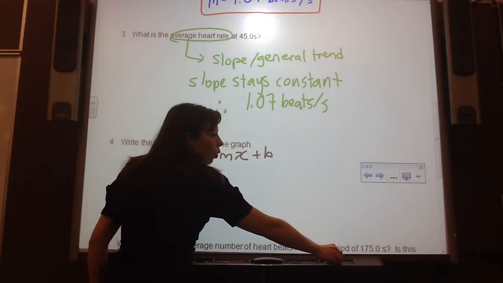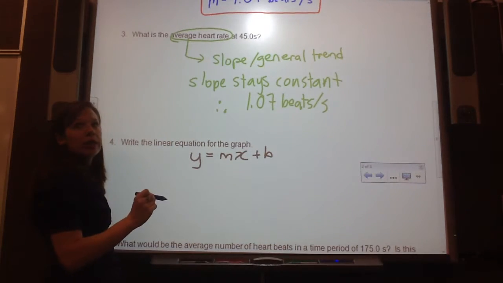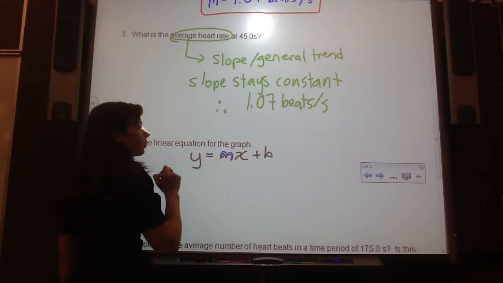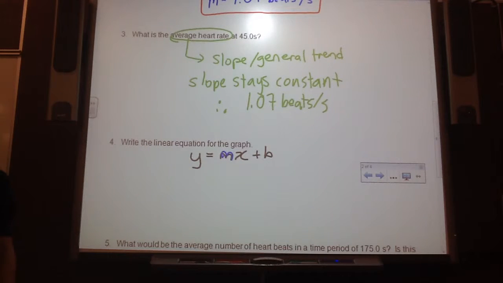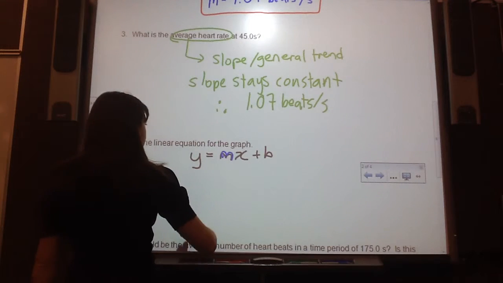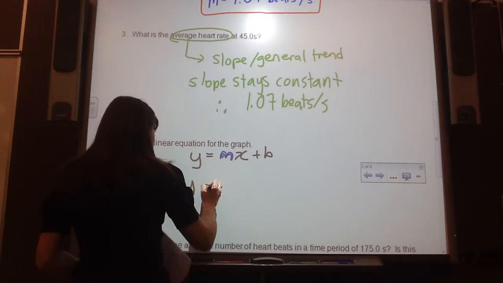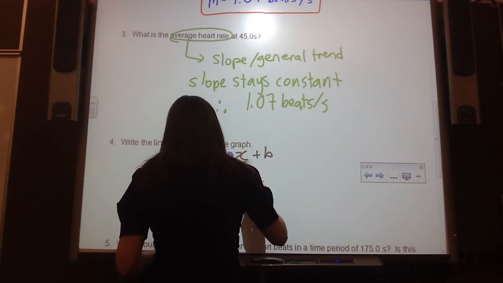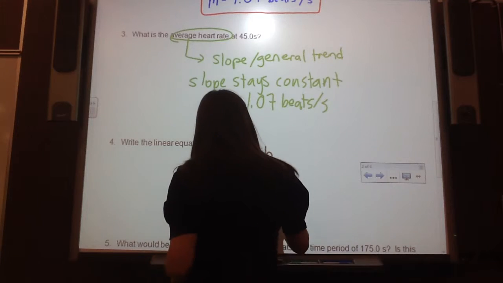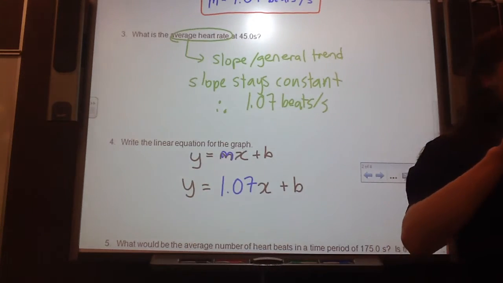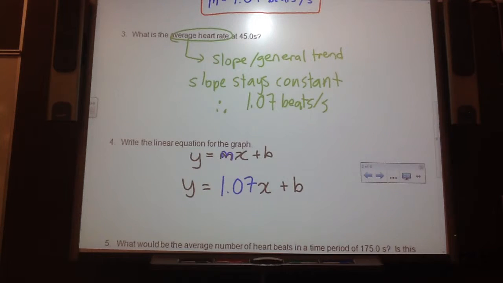What do we know about this graph especially now? We have solved for m. So now I'm going to take that and put the actual number in there. Okay? So now I can say for this graph, y is equal to 1.07x plus b. But what is my b?